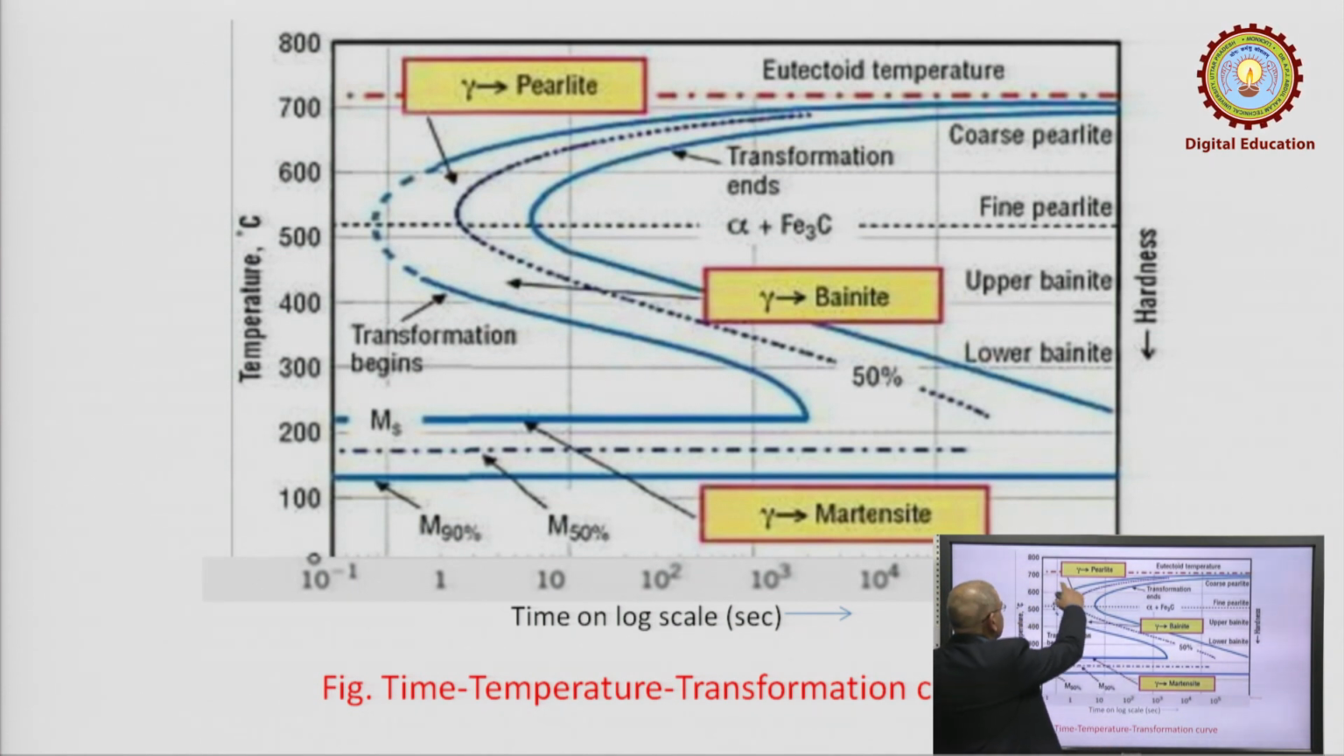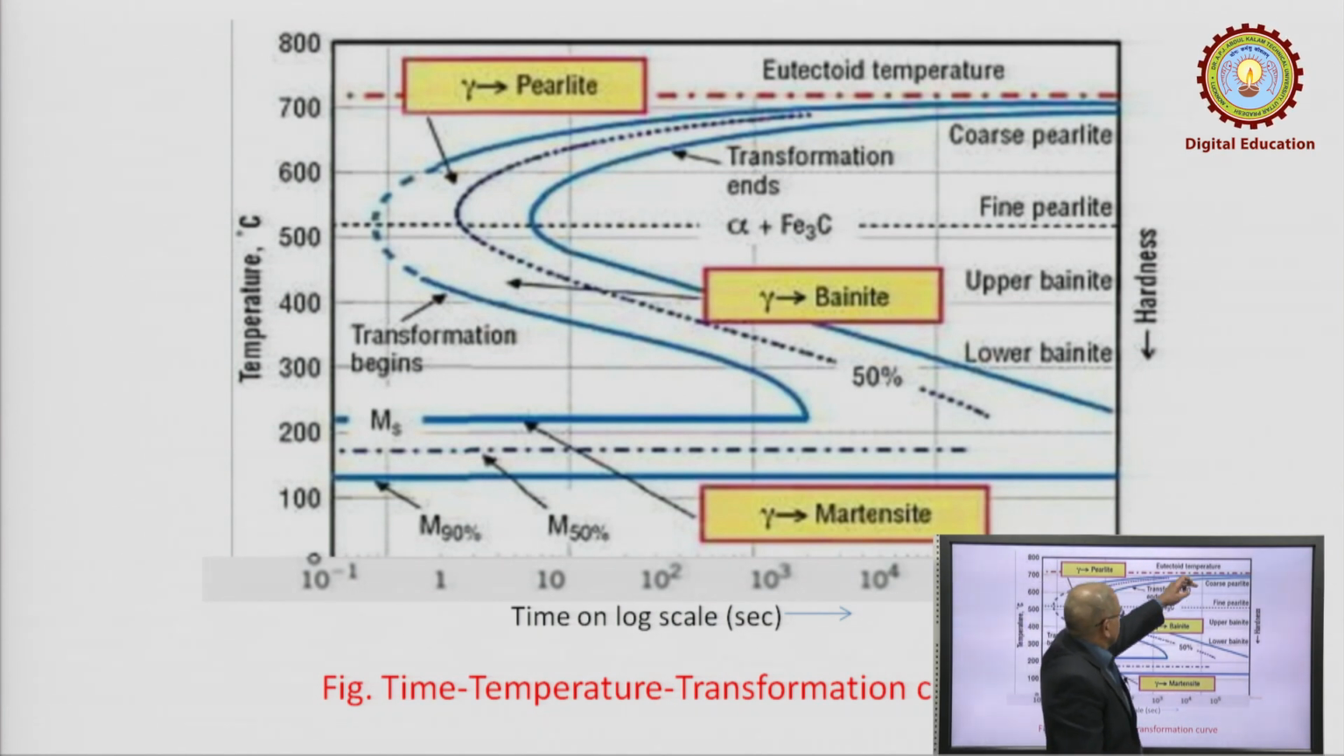You will see one line here in the TTT diagram, this dotted line, which indicates a temperature of 723 degree centigrade. When the steel is beyond this temperature, it will be 100% austenite. Austenite is stable beyond 723 degree centigrade, but when you cool it down, this austenite structure will start transforming into another structure. How it transforms, we will learn on this time temperature transformation curve, right.